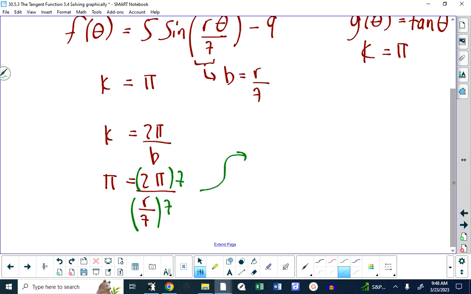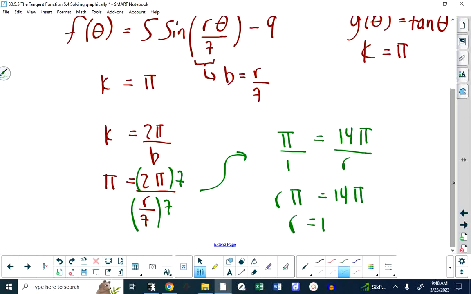This is going to turn into, well, the pi's cancel, but I'll just leave them in for now. Pi equals 14 pi over r. When I cross multiply, I get r pi equals 14 pi. The pi's cancel, r is 14. And that's the answer to that question.